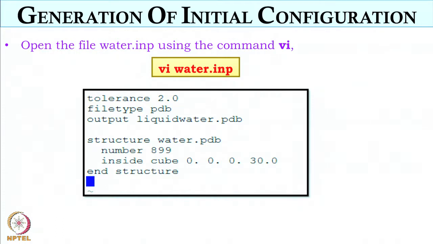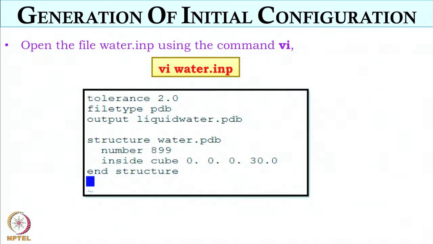The next two lines, the file type has to be PDB, because in PACKMOL the input file format is PDB. Then the third line is the output, which is dependent on the user, whatever file name they want to give. In this file, the fourth one is a blank line.